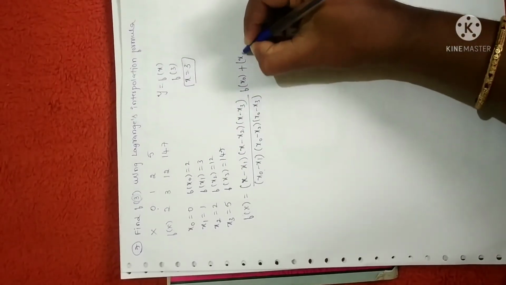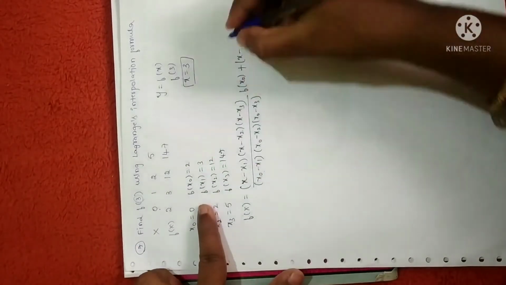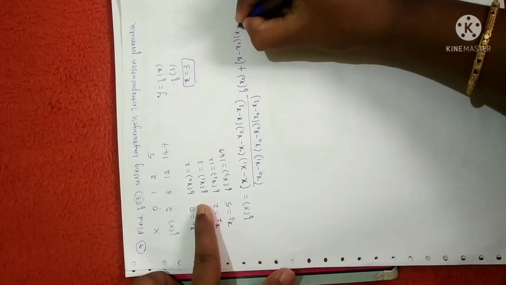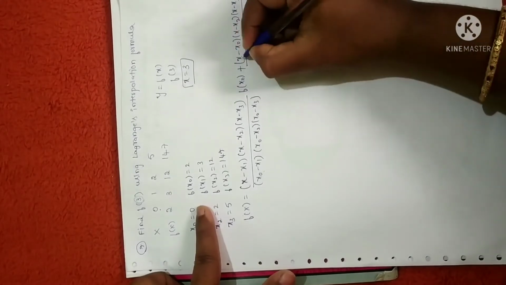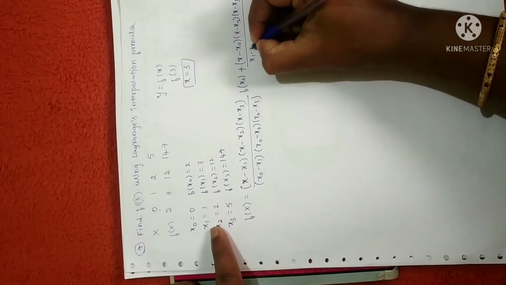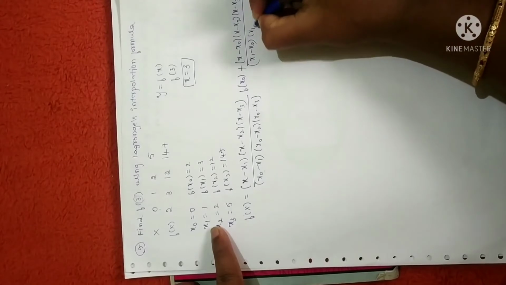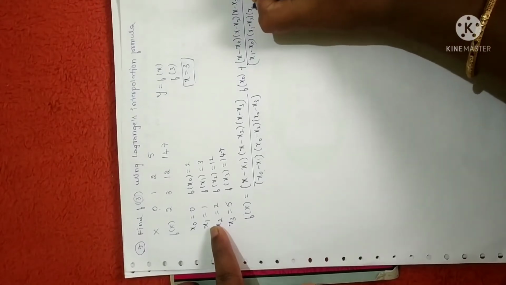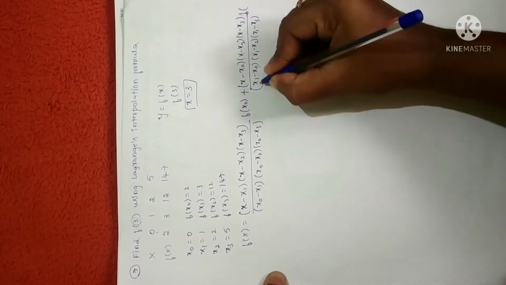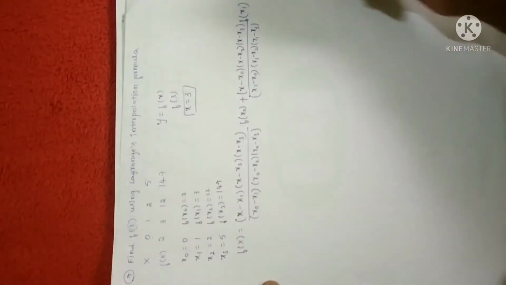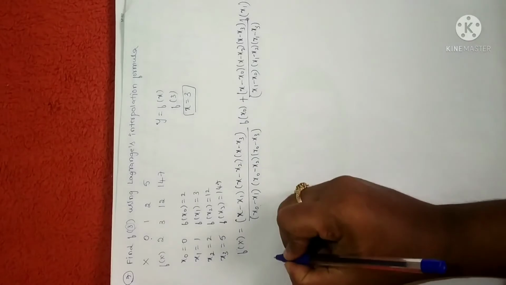For the next term, x as it is, now you have to leave x1, so x minus x0, x minus x2, x minus x3, divided by, in place of x what we have to put, x1: x1 minus x0, x1 minus x2, x1 minus x3, into f of x1. Clear?